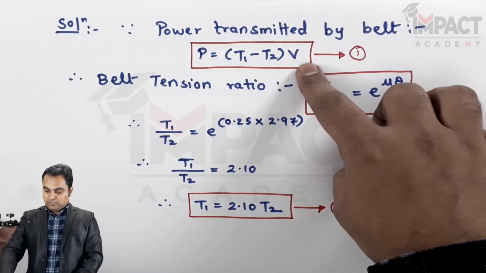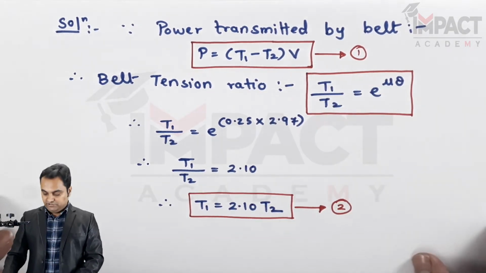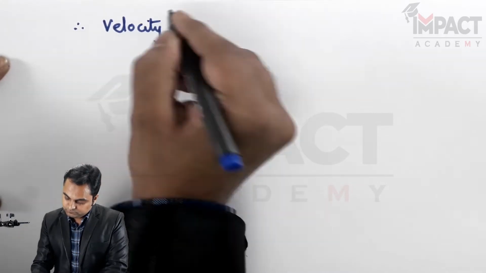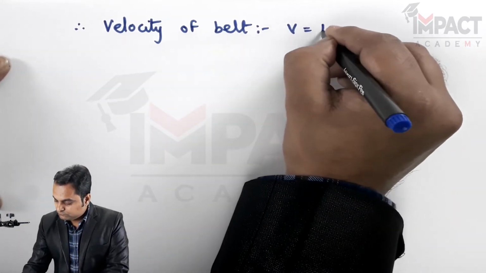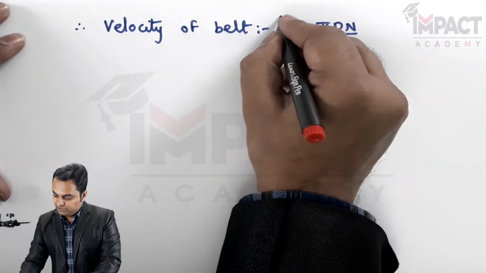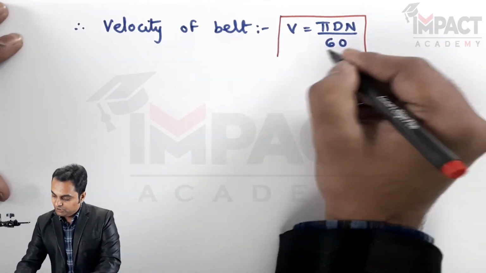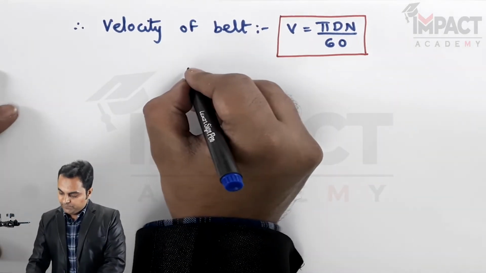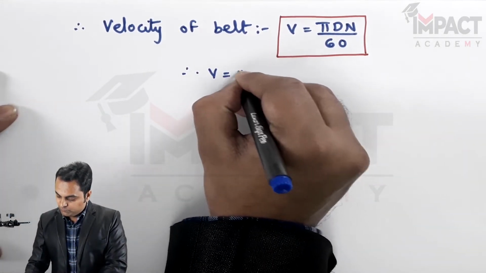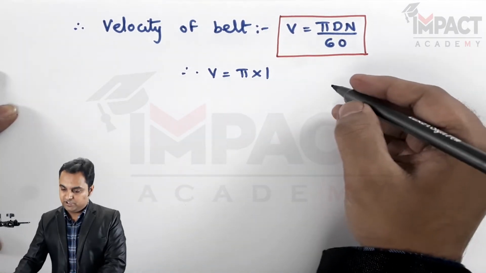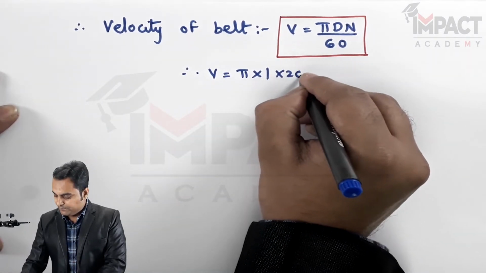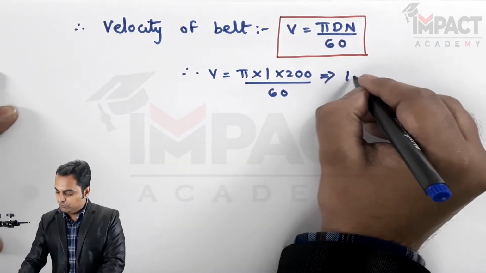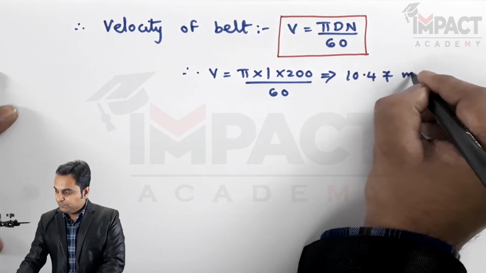Next I'll go for the calculation of velocity of belt. Highlighting the formula, velocity is pi dn by 60, where d is the diameter of pulley and n is the rpm or speed of the pulley. So therefore V will be equal to pi into diameter is 1 meter given and speed is 200 rpm, dividing that by 60. So the answer of V, velocity, comes out to be 10.47 meter per second.